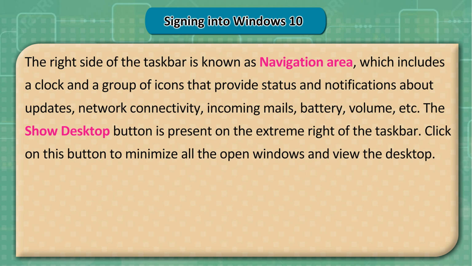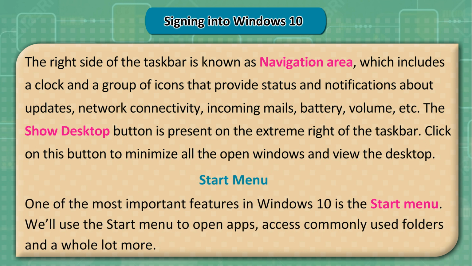When an application is active, its button is highlighted in a lighter shade. The right side of the taskbar is known as the navigation area, which includes a clock and a group of icons that provide status and notifications about updates, network connectivity, incoming mails, battery, volume, etc. The Show Desktop button is present on the extreme right of the taskbar. Click on this button to minimize all the open windows and view the desktop.